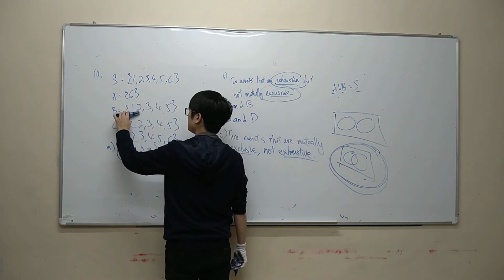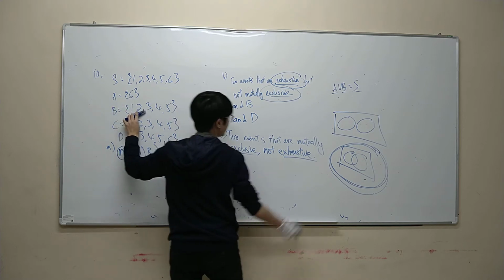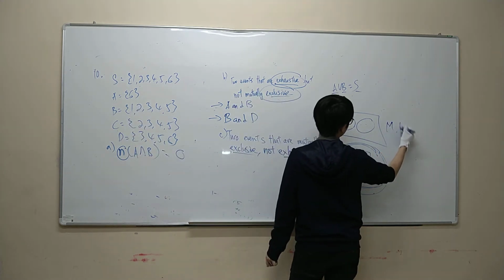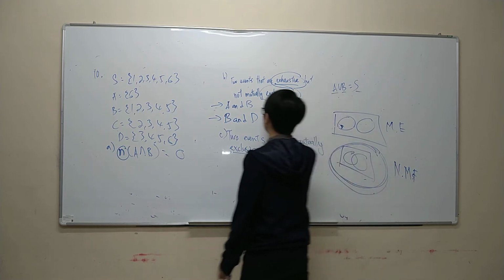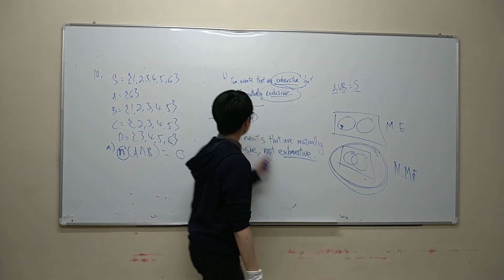If you look at A and B, do they have intersect? They don't have intersect. So if they don't have intersect, A and B is like this, which means it's mutually exclusive. This one is non-mutually exclusive. So it means that A and B I have to cut out, because they want non-mutually exclusive. So the answer will be B and B.